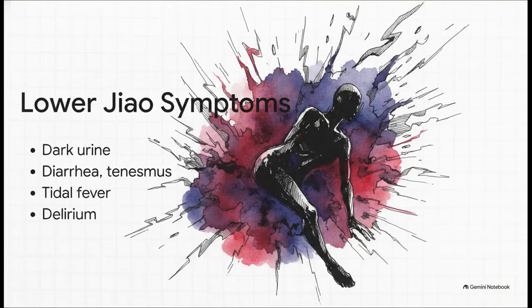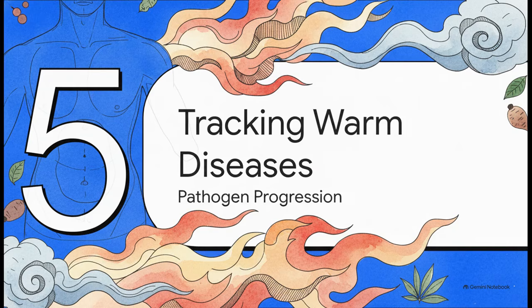When a disease reaches this drainage ditch, the symptoms are major red flags, indicating the illness has hit the most critical levels of the body. You might see scanty dark urine, burning, and severe diarrhea. And if the pathogen manages to reach the absolute deepest blood level, you'll see tidal fevers, bleeding, delirium, and even convulsions. So how does this all move?